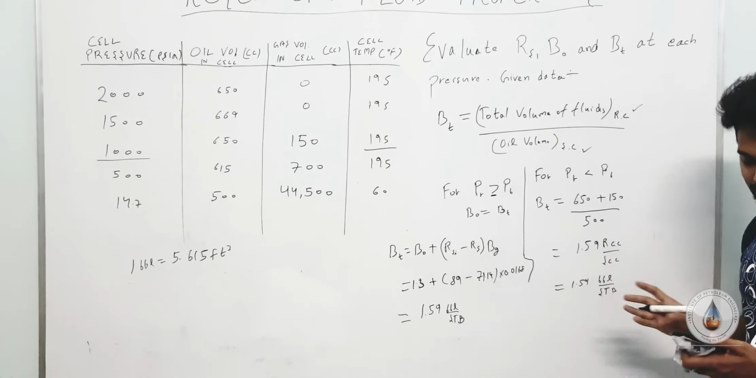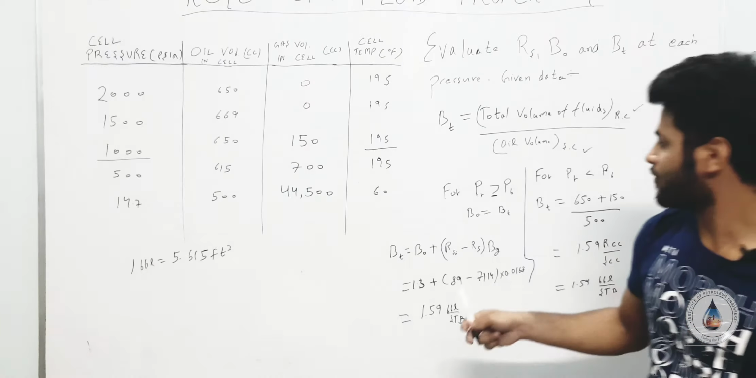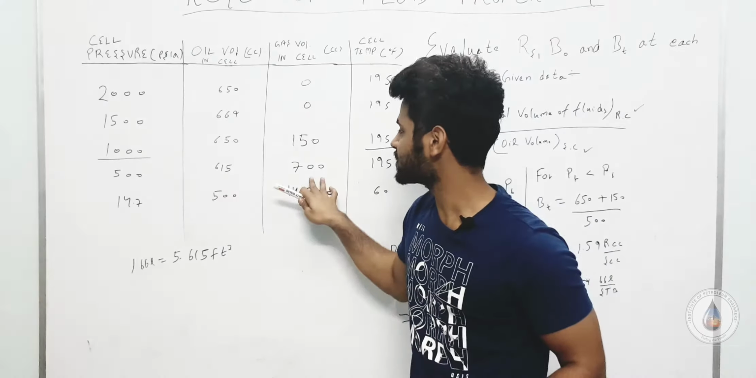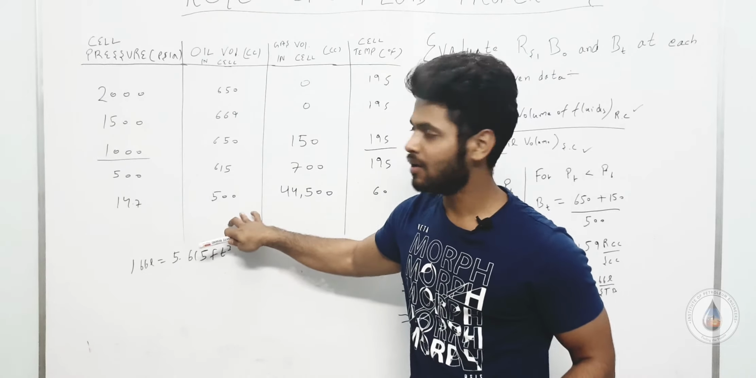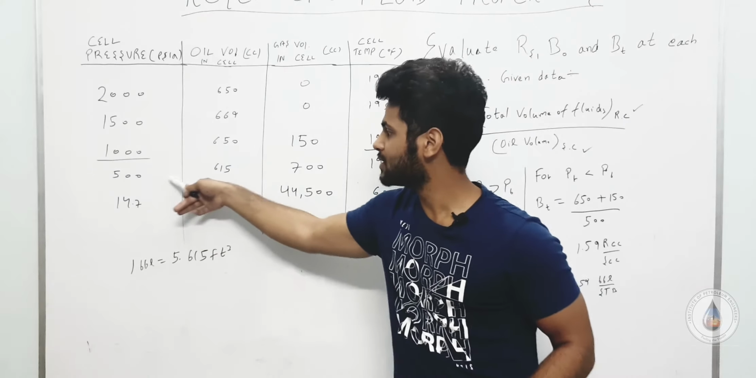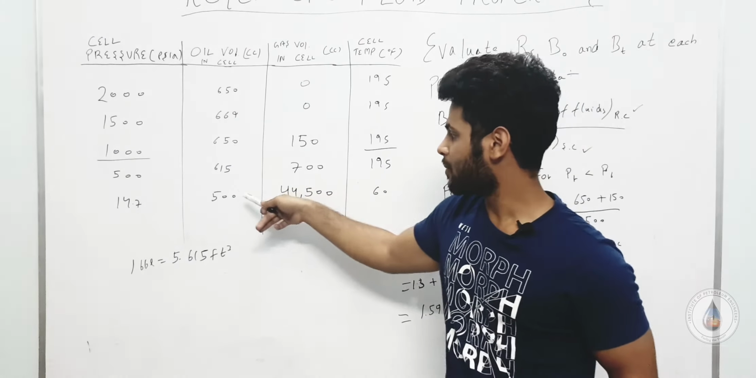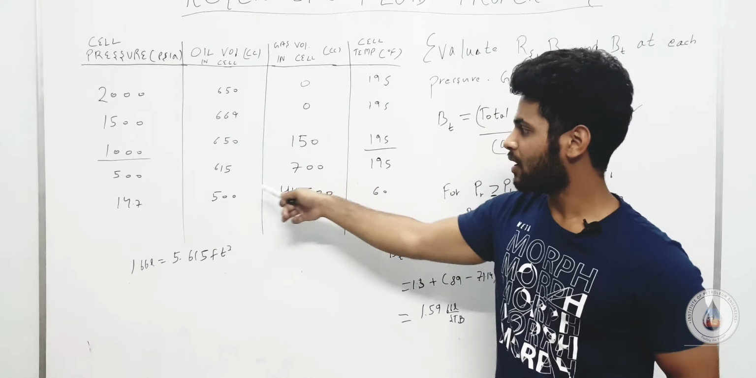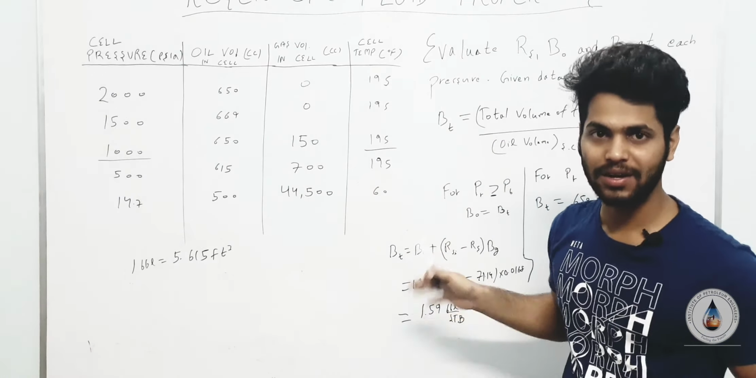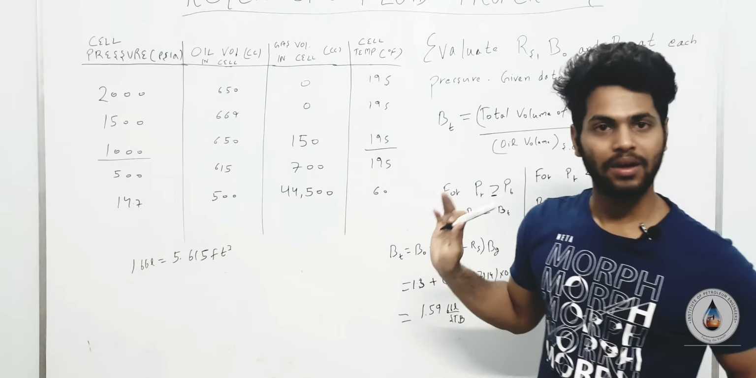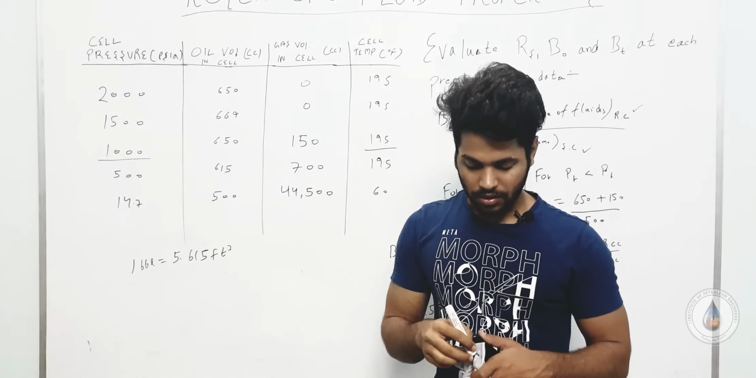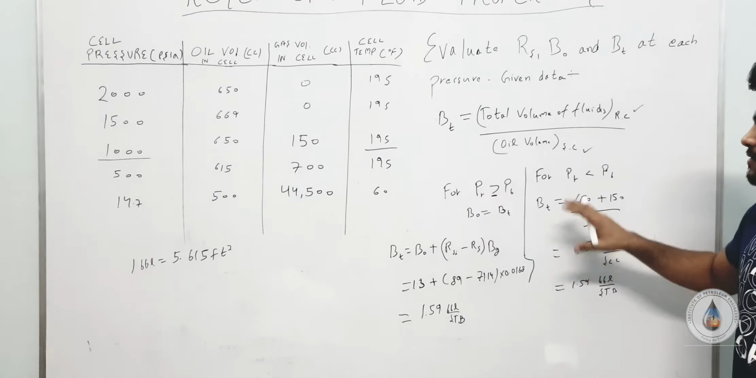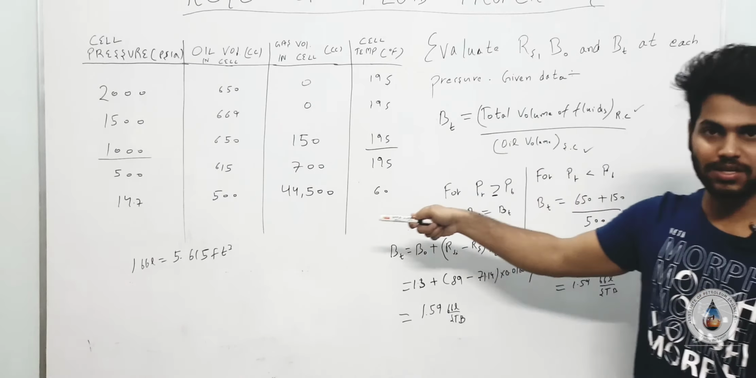In a similar manner, you can solve for the value of Bt at this particular pressure, which you can either do by 615 plus 700 divided by 500, or you can take the B naught value at this pressure plus Rsi, which was 89, minus Rs at this pressure and temperature conditions which we calculated, into Bg at this condition. So overall, in a single question we have seen how we can do unit conversion.